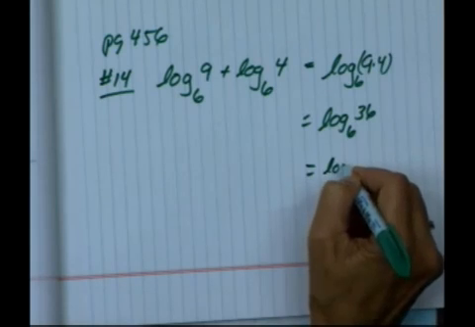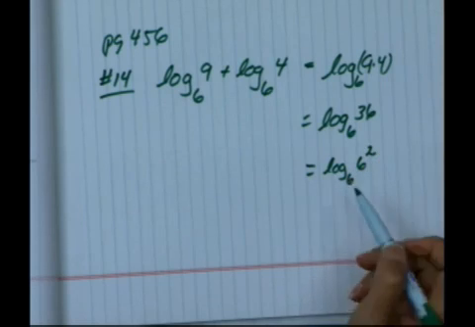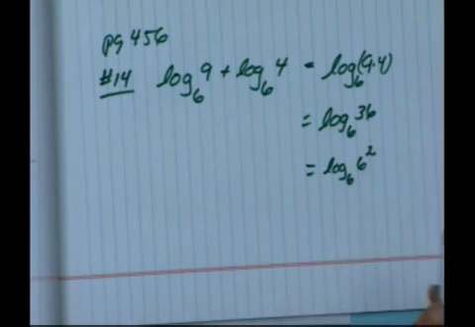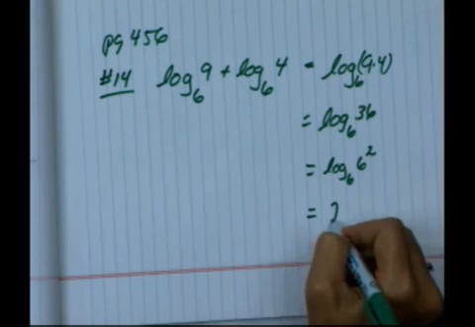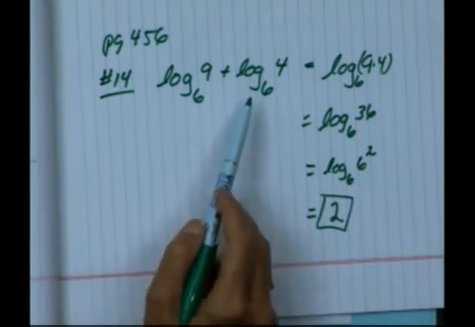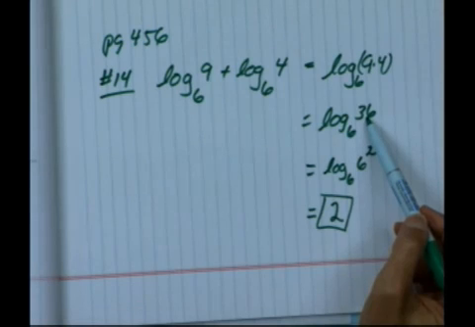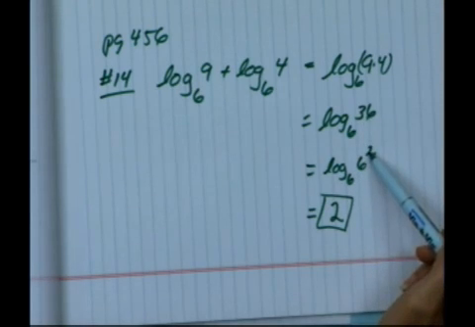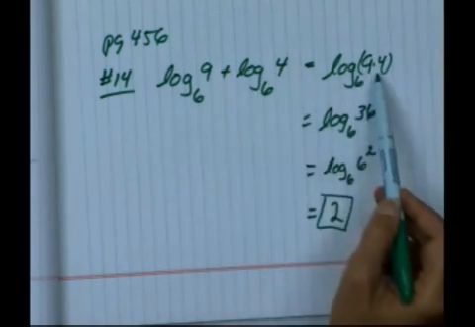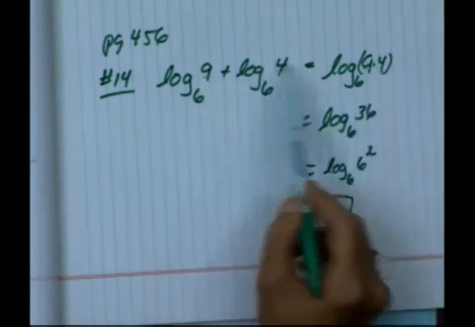36 is the same thing as 6 squared. And what happens when you have log to the base 6 of 6 squared? That's equal to 2. Okay, so the log to the base 6 of 9 plus log to the base 6 of 4 is log to the base 6 of 36. 36 is 6 squared. So I've got bunches of properties going on here. There's the first property of logarithms that says when you add with like bases, you multiply those arguments.